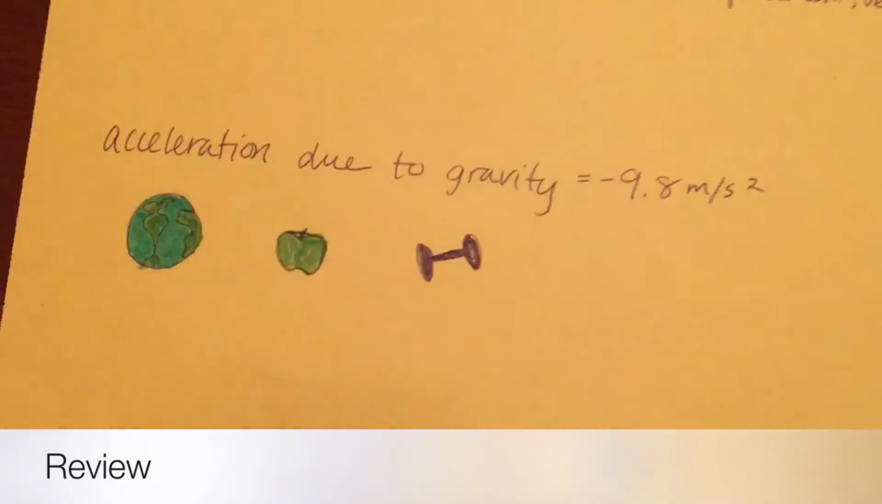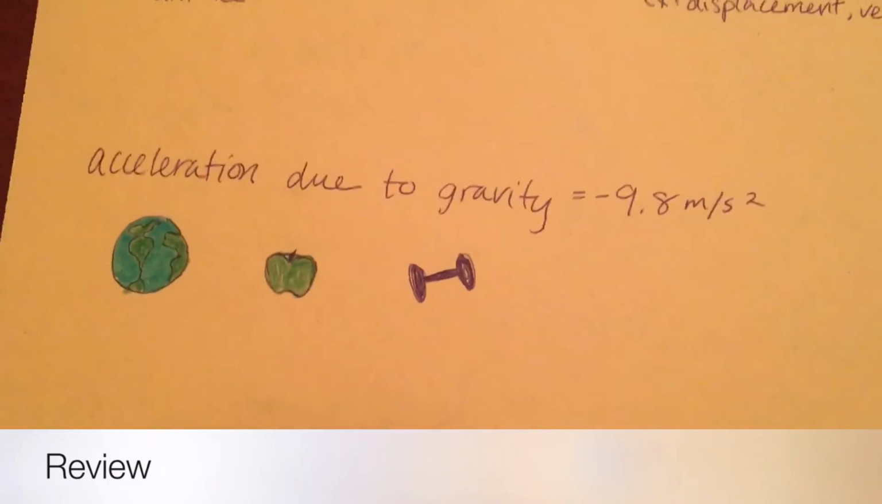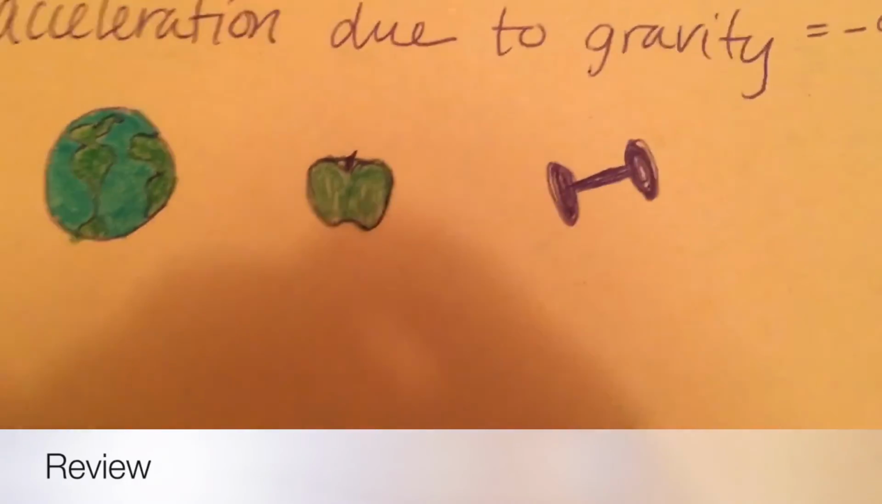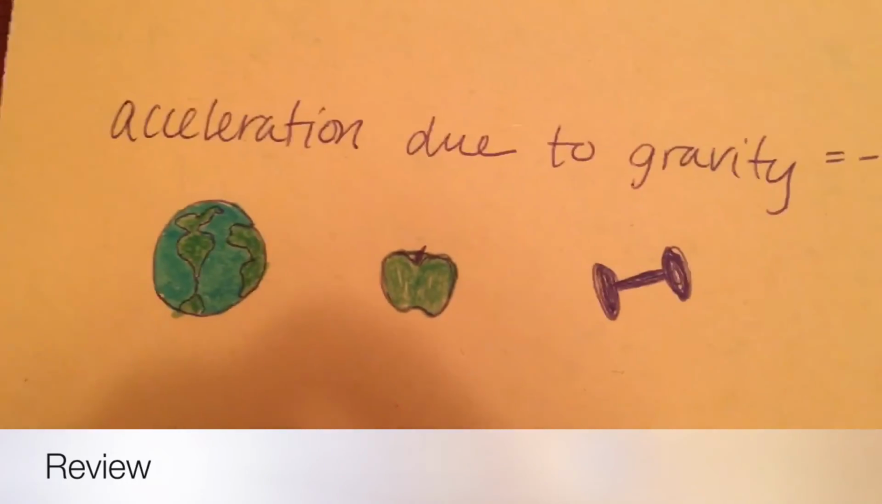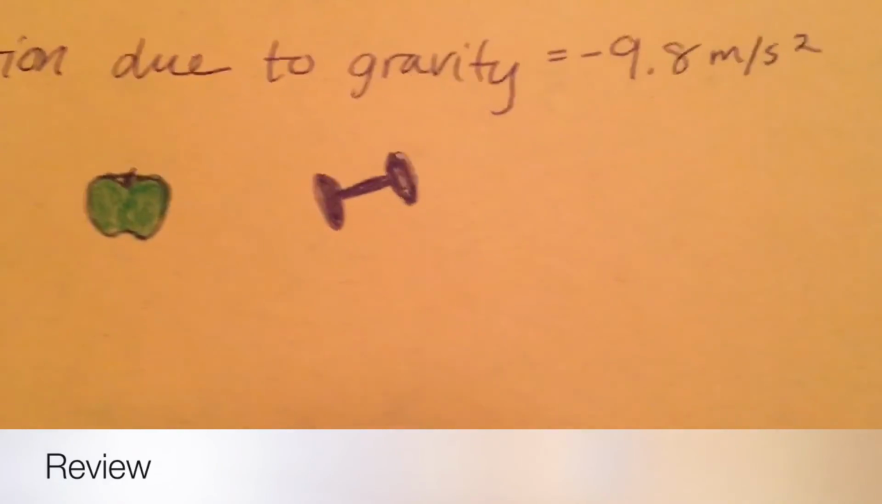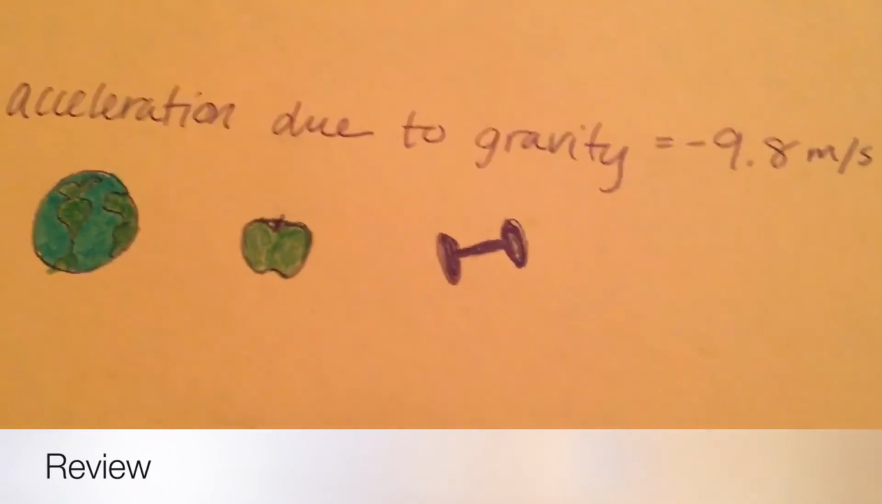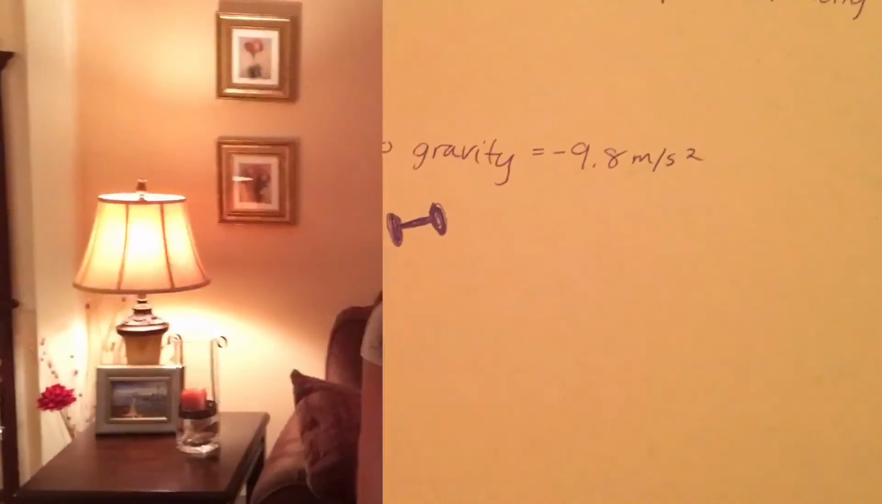Next, we talked about acceleration. An acceleration due to gravity gives you a value of negative 9.8 meters per second squared. On planet Earth, this negative 9.8 meters per second squared will cause something as light as an apple and as heavy as a 10-pound weight to land on the ground at the same exact time.